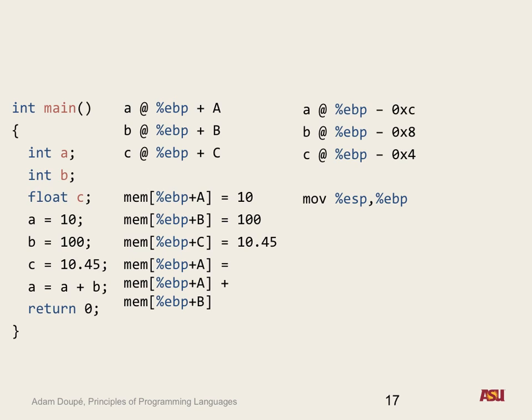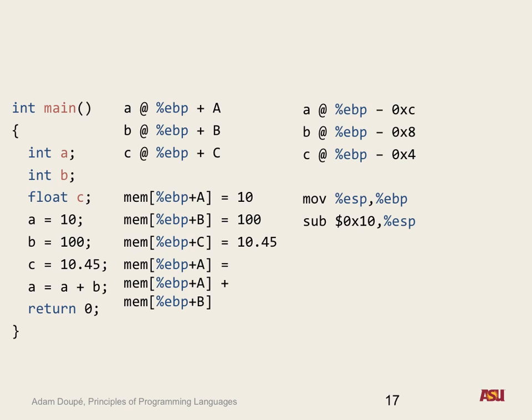So the current stack is here, and then we're saying move the current stack pointer, where that points to, into the base pointer so that the base pointer also points there. And now for the entire duration of the execution of this function, the stack pointer can change, but the base pointer is going to remain fixed. And so all local variable accesses will be offsets of that.